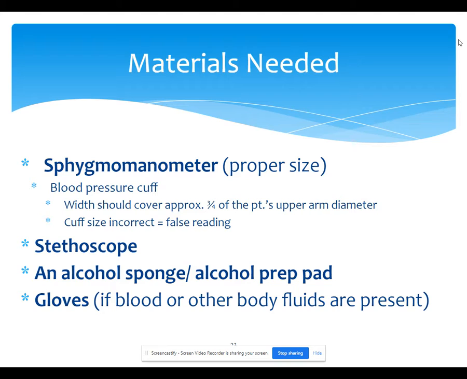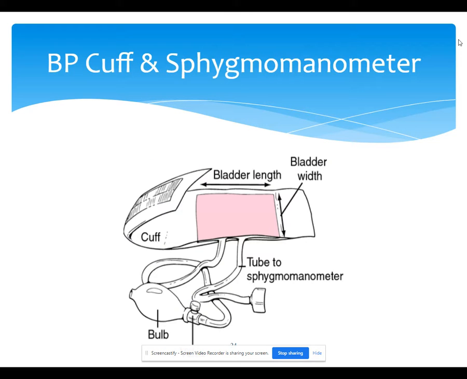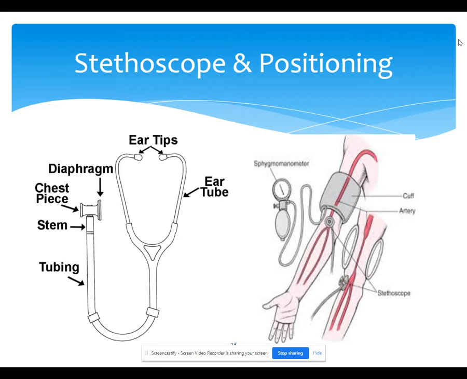That's why it matters. You need a stethoscope and an alcohol prep pad or sponge to clean things, and gloves if there's fluid present. So that is a picture of a blood pressure cuff or a sphygmomanometer. You've all probably seen one, okay? Now, a stethoscope, we've all seen that as well. We need this in conjunction when we measure it, because the sphygmomanometer tells us the pressure, but we need the stethoscope to hear.